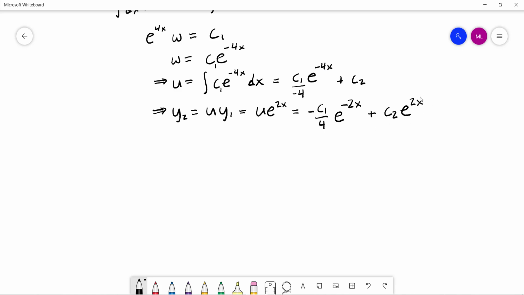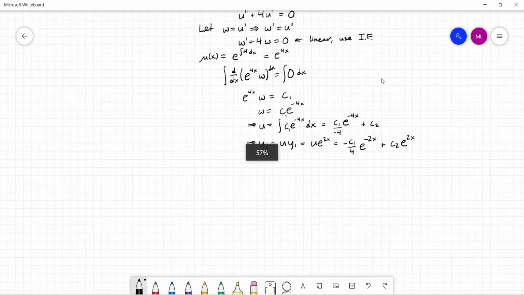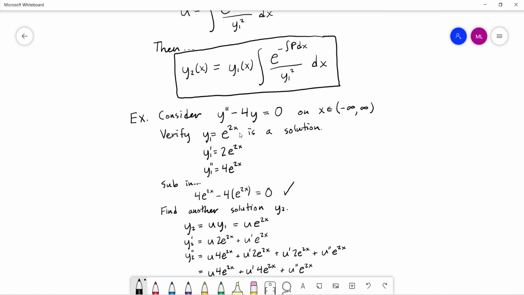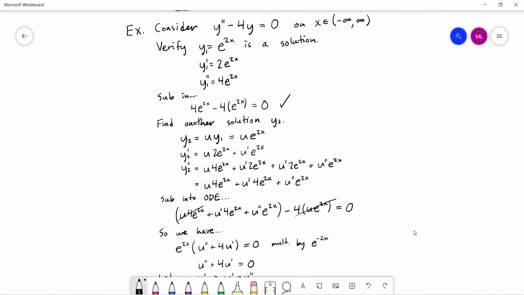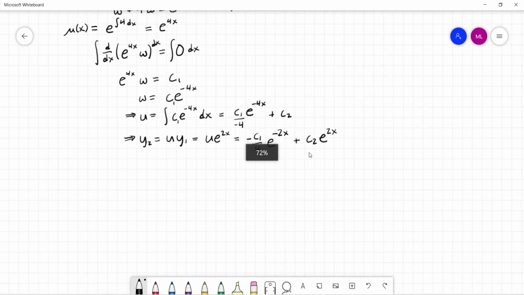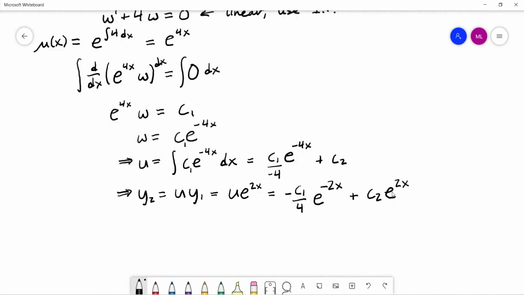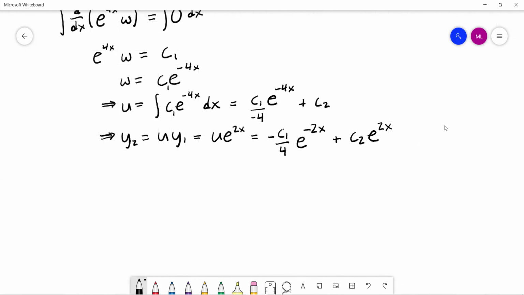This piece here is already of a form that matches y1. Right? So this piece of it isn't linearly independent. We don't need it. So I can ignore this whole piece because it already takes the form of y1. So might as well let c2 be 0, because that already takes the form of y1. That'll kill off that term.